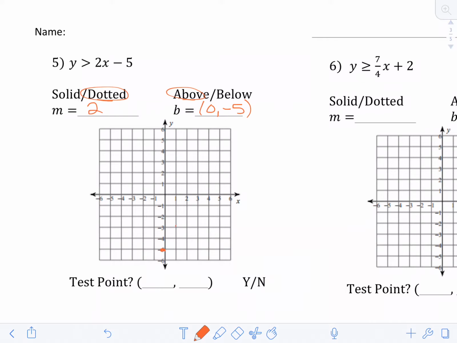Slope is 2. So up 2 over 1, up 2 over 1, and so on. It's dotted, so I'm going to do dashes. And shade above, so I'm going to shade all of this up here. So for this one, I can pick, like, let's do 5, -4. That is not in the solution set because it's not in the shaded region.